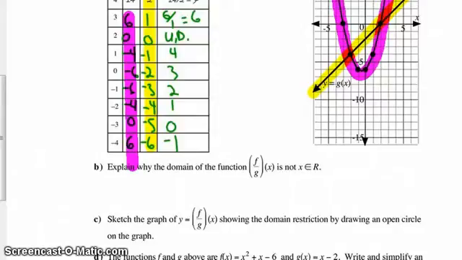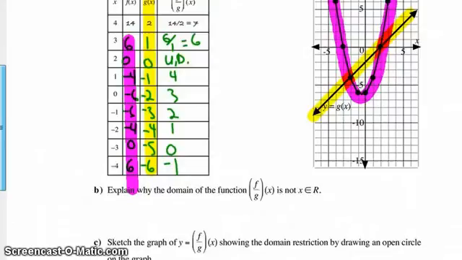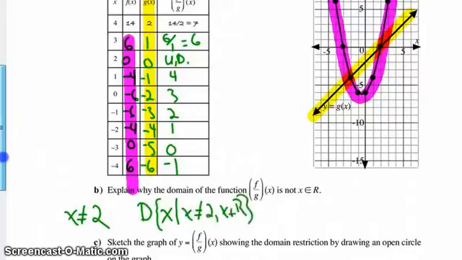So in the next question, explain why the domain of f over g is not all real numbers. Why does that not go on forever? Well, clearly, we have a non-permissible value. Because this graph is undefined at 0, we clearly have a statement that we cannot have x equal to 0. Sorry, we cannot have x equal to 2 because at that point it is undefined. So the domain would be the set of all values of x such that x cannot be equal to 2, but it can be an element of reals.